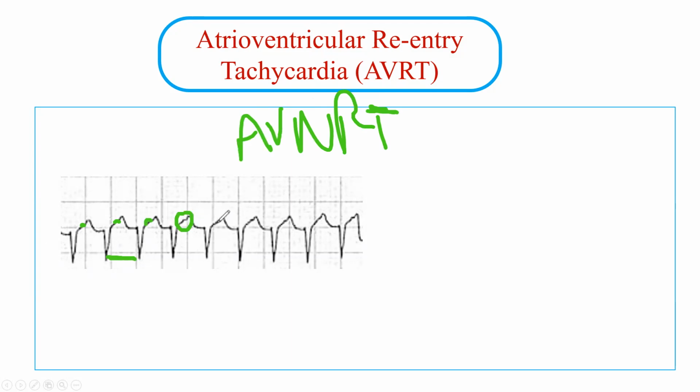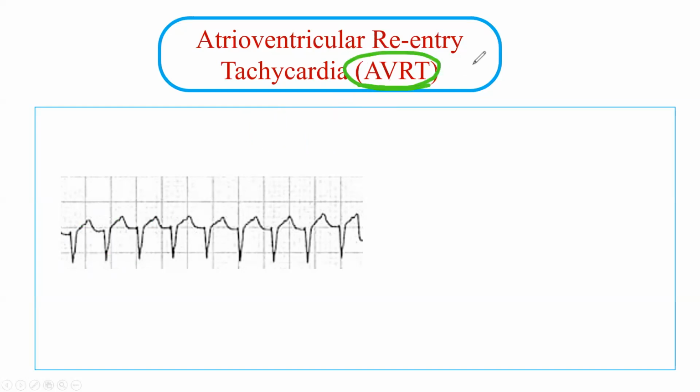You can see it in a few beats. Okay, this is a P wave, and if you look from the P wave to the R wave, it's more than 1.5 small squares. So this is a long RP interval. So this is most likely to be orthodromic AVRT. Now, fortunately, the treatment is the same.